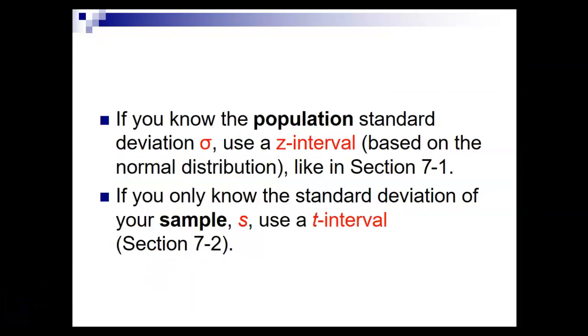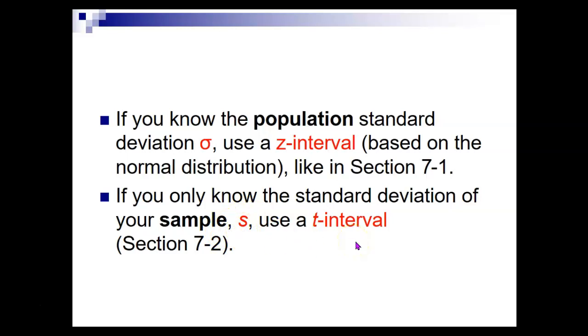So to sum up, if you understood what we were doing in section 7.1 last time for calculating confidence intervals, you only need to learn two new things from this section. One of those things is, how do you know when to use a z-interval and when to use a t-interval? And the answer is, it depends on whether you know the population standard deviation or only the sample standard deviation. If you know the population standard deviation sigma, you use a z-interval. If you only know the standard deviation of the sample, S, you use a t-interval.